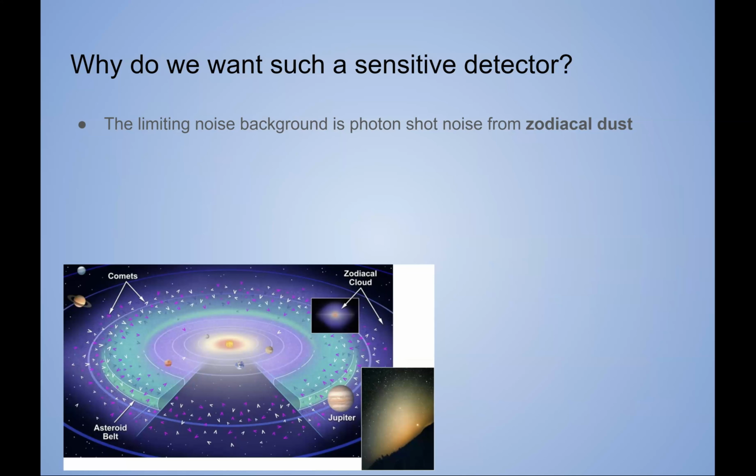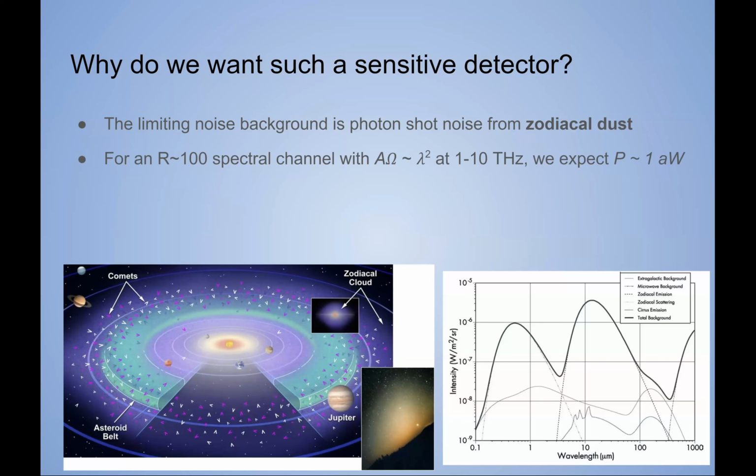The main thing we have to consider is that your limiting background is actually photon shot noise. This is just random arrival times of photons, and it's coming primarily from zodiacal dust, which just means dust in the solar system at about an AU from the Sun. That's like the asteroid belt, Jupiter, that sort of region. And we can predict how much noise we're going to see due to this.